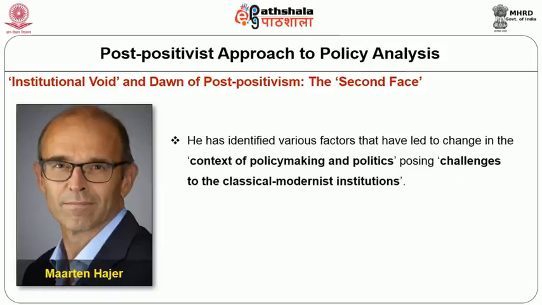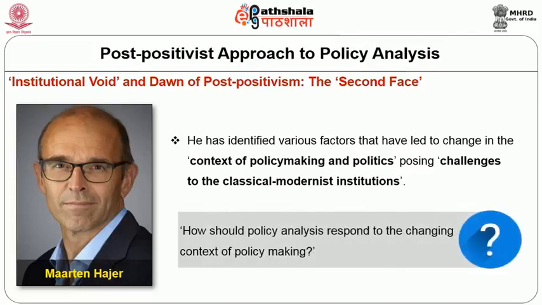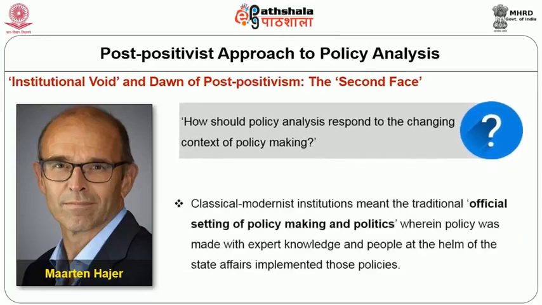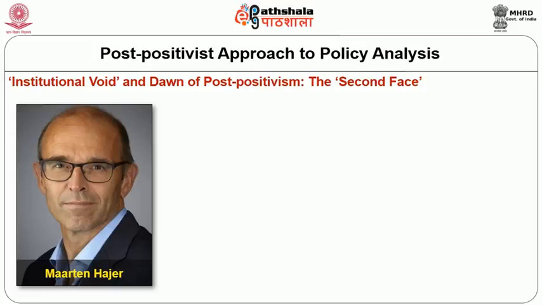Maarten Hajer has identified various factors that have led to change in the context of policy making and politics, posing challenges to the classical modernist institutions. The basic question that he attempts to answer is, how should policy analysis respond to the changing context of policy making? For Hajer, classical modernist institutions meant the traditional official setting of policy making and politics, wherein policy was made with expert knowledge and people at the helm of the state affairs implemented those policies.